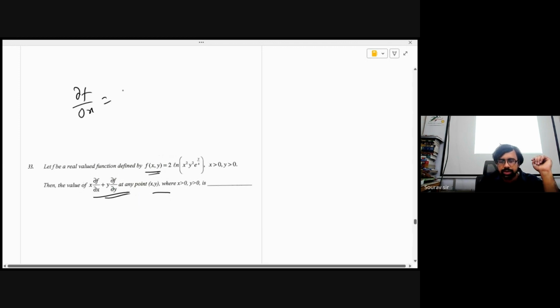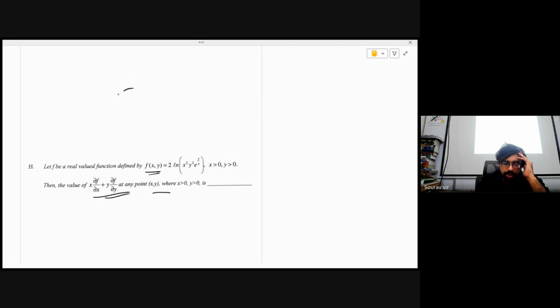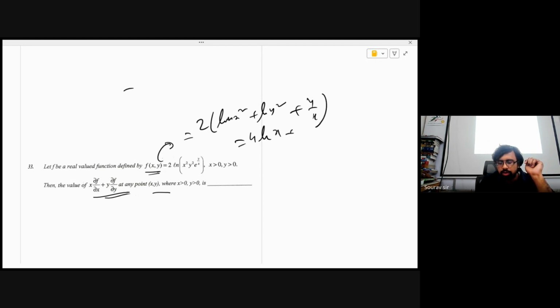Del f del x is actually इस function को थोड़ा बहुत काम करना पड़ेगा. ठीक है? 2 log x को क्या लिख सकते हैं? मैं थोड़ा कोशिश करता हूँ. 2 log of x square. So this we take into consideration. So this is 2 into ln x square, ln y square, and then y by x. 2e to the power is there. Okay. So this is 4 log of x, 4 log of y, and this is only 2y by x.